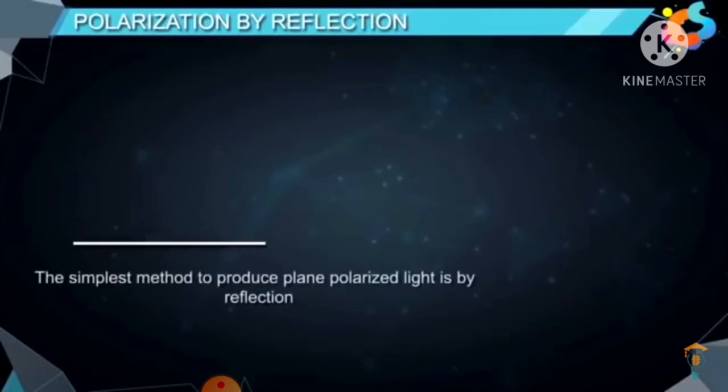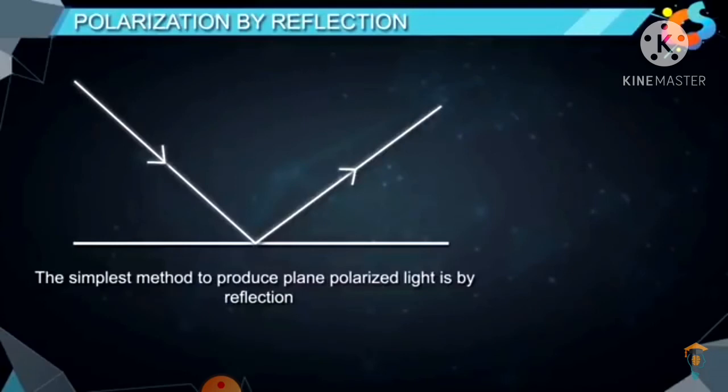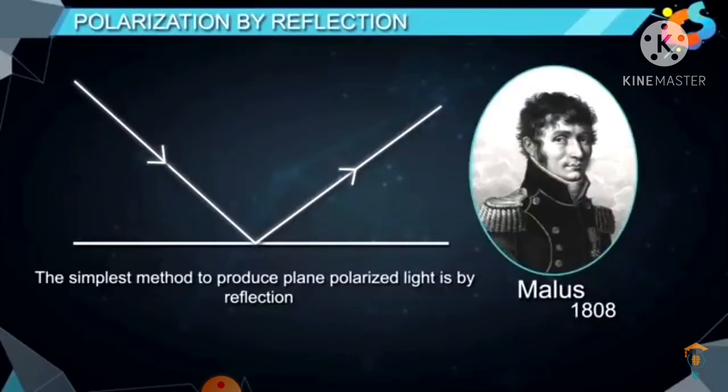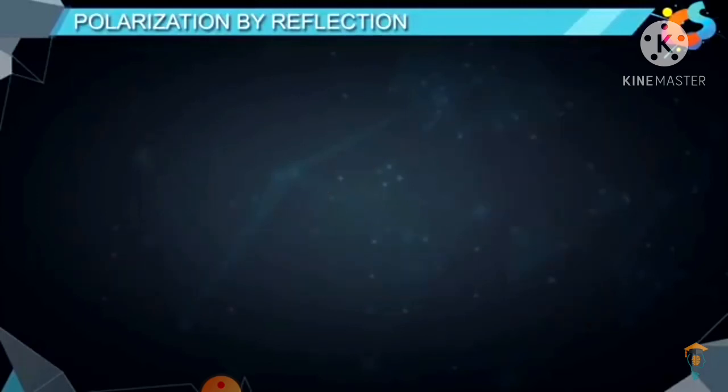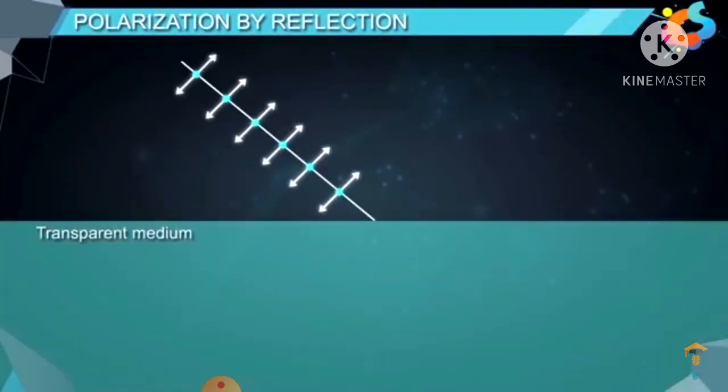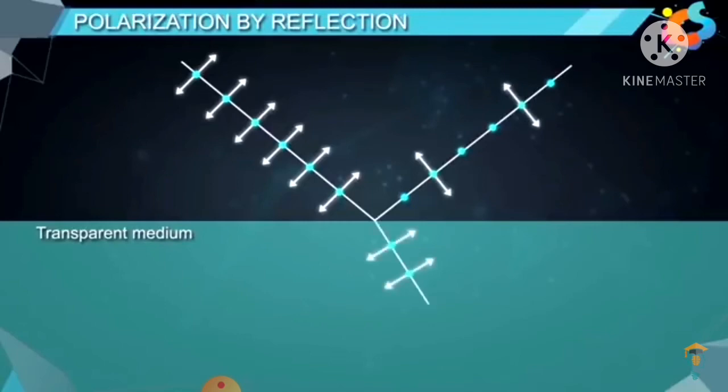Polarization by reflection. The simplest method to produce plane polarized light is by reflection. This method was first discovered by Malus in the year 1808. It was found that when an unpolarized light is incident on a surface of a transparent medium like water or glass, some part of the light got reflected and the rest got refracted through the material.